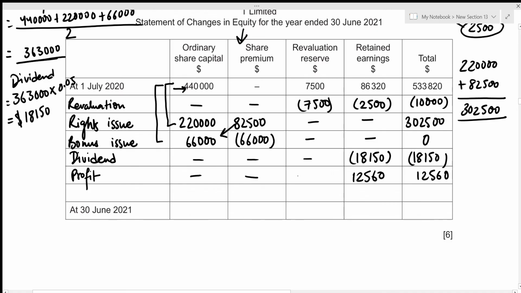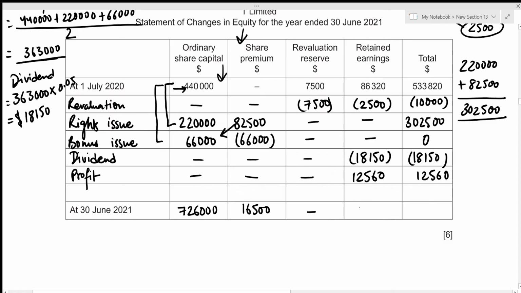Okay. This concludes all of the items that we need to record. Now we can just figure out the closing balance. For ordinary share capital, we just need to add all of these amounts. So that's going to be 440,000 plus 220,000 plus 66,000, which gives the closing balance to be 726,000. For share premium, that's going to be 82,500 minus 66,000, which gives 16,500. For revaluation reserves, that's 7,500 minus 7,500, so there's no closing balance.